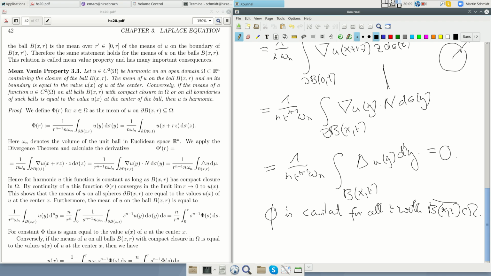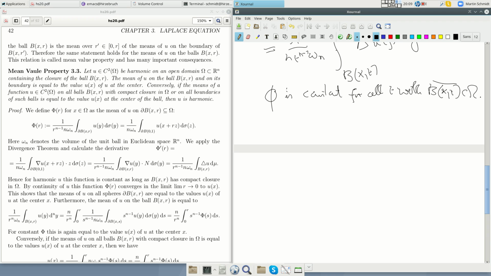This is constant. Now we will take the limit when r goes to 0. Now we will consider the limit when r goes to 0. Okay, and now we claim that for r to 0, phi of r goes to u of x by continuity of u.